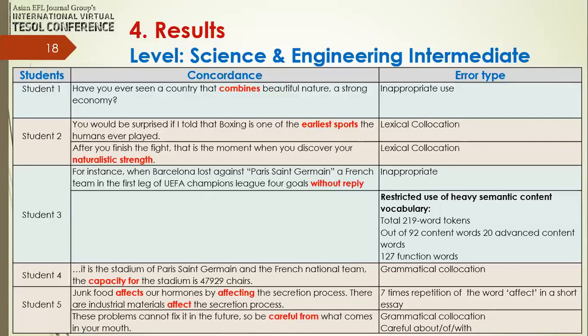20 advanced content words out of 92 content words. The capacity, look at student 4 for the concordance. The capacity for the stadium is the capacity of junk food. Look at 7 times of repetition. Here we have only written three, but the essay shows 7 times of repetition of the same word.